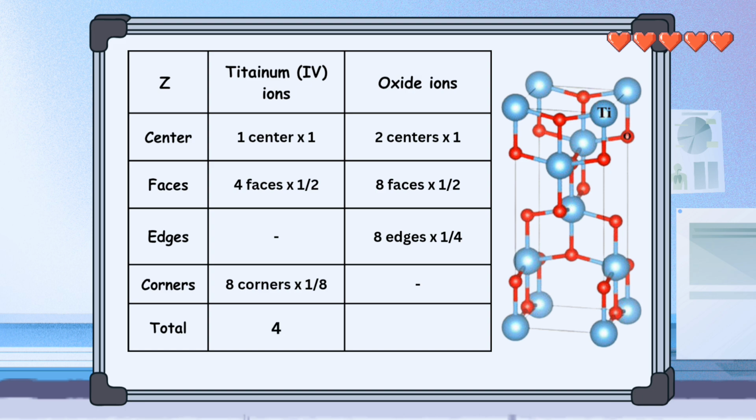Now for the oxide ions. There are 2 oxygen ions right at the center, and since they're fully inside the unit cell, they count as 2 multiplied by 1 equals 2. Then 8 more are on the faces, so like before, they each contribute 1/2. That's 8 multiplied by 1/2 equals 4. And finally, we have 8 oxygen ions on the edges. Each edge is shared by 4 unit cells, so they contribute 8 multiplied by 1/4 equals 2. Add those up. 2 plus 4 plus 2 equals 8 oxide ions per unit cell. So in total, each unit cell of Anatase contains 4 titanium ions and 8 oxide ions, giving us a perfect titanium-4 oxide ratio.